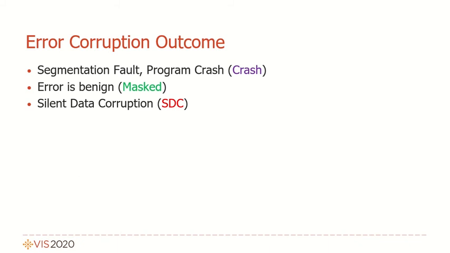The most troubling outcome is silent data corruption, in which an error corrupts a program's computation and propagates to the output without notification.